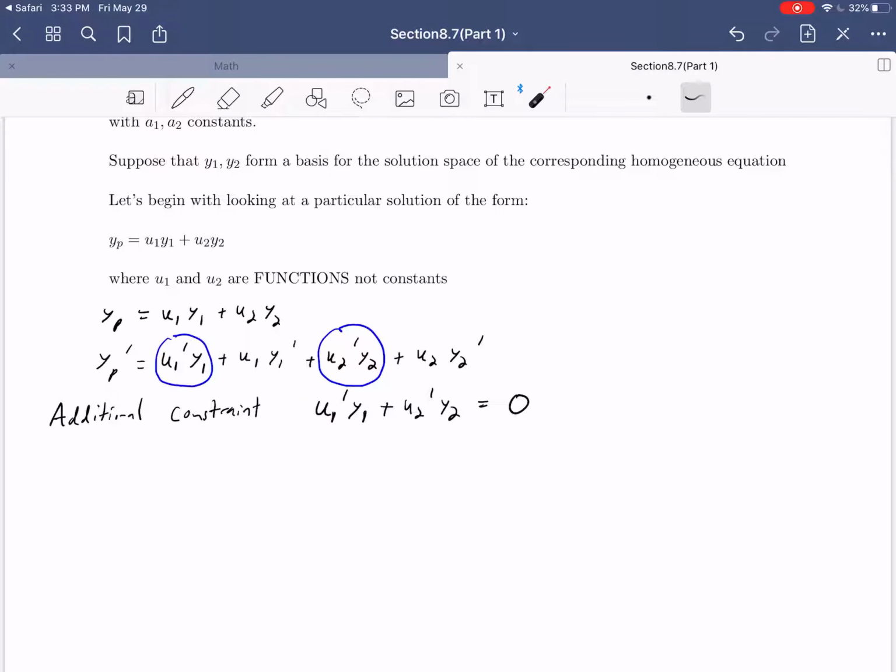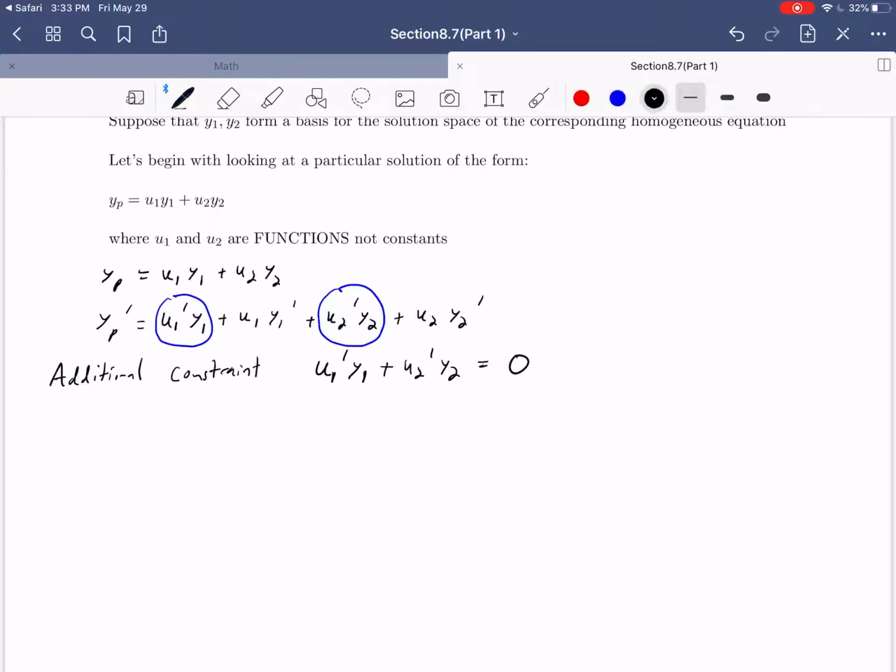Now, right now, we don't know if that's going to make things unsolvable. Maybe by adding this additional constraint, there won't be any solutions. We'll see that there are, but we don't actually know that. So for right now, we're just making a stab in the dark here and saying, let's put this additional constraint. Well, what that means is that we can simplify, and yp prime would actually just look like this, right? Because the sum of these two things is 0, so if they're both in there, we don't really need them. We can just say yp prime looks like that.